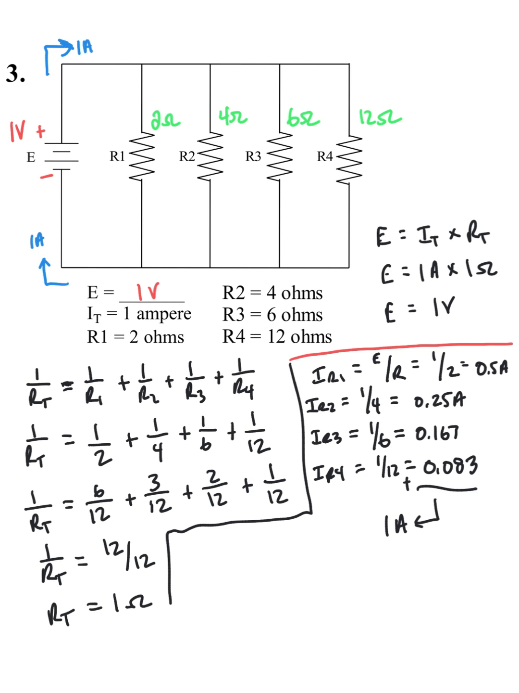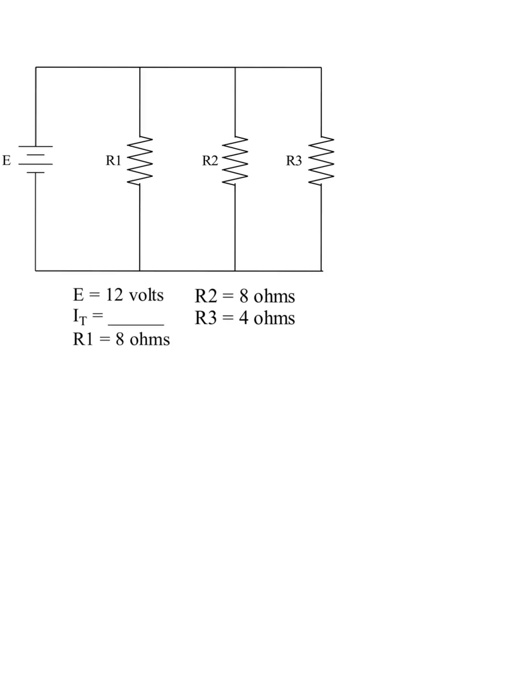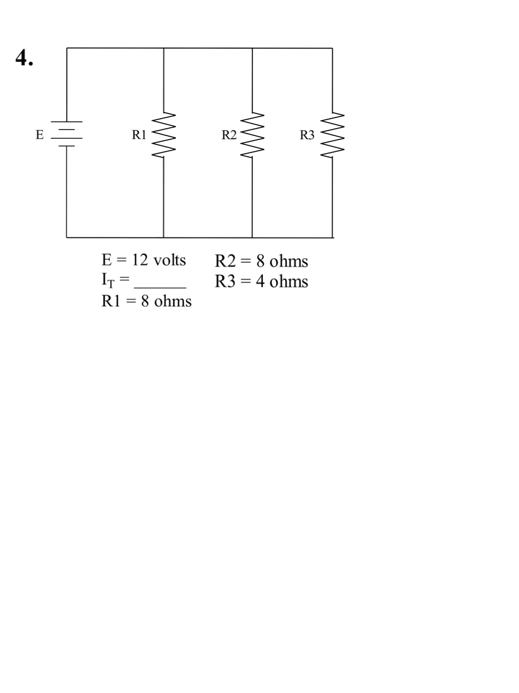All right, let's take a look at number 4. So for question 4, we are now going to be finding the current for this one. So let's go ahead and line up what we can. We got 12 volts here. We don't know the current. And then R1 is 8 ohms, R2 is 8 ohms, and R3 is 4 ohms. And once again, we're going to have to figure out our resistance total, this time only with 3 branches.